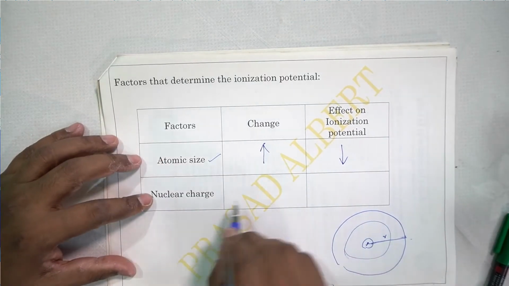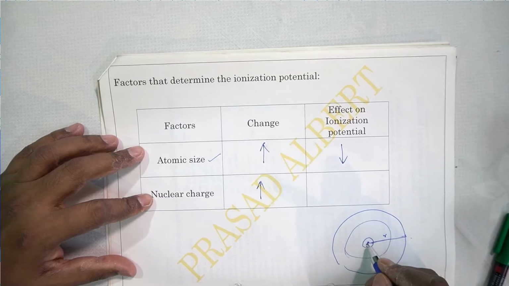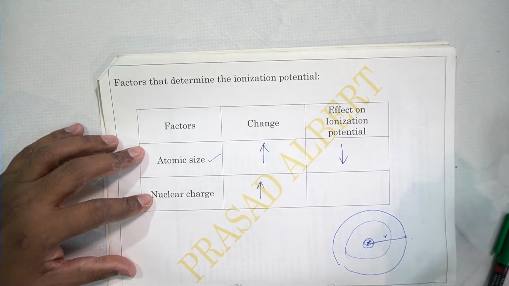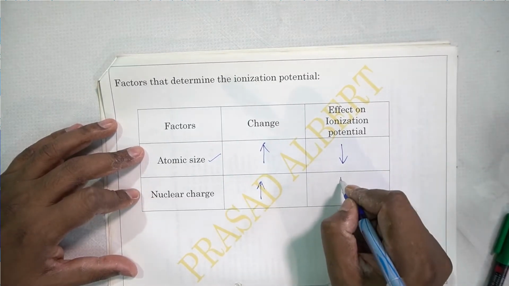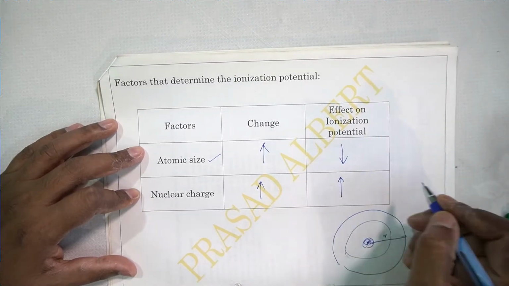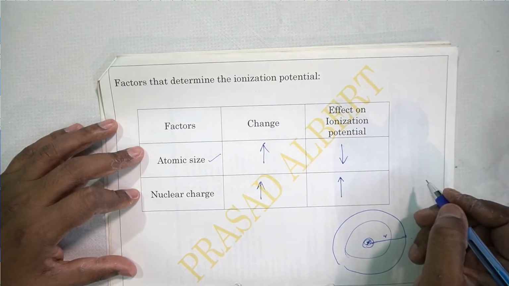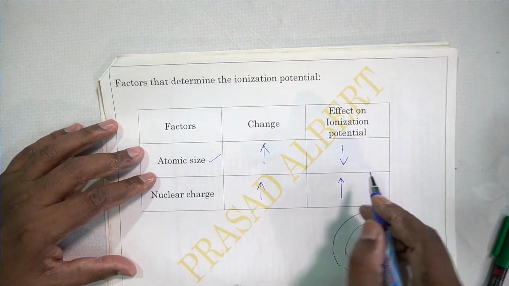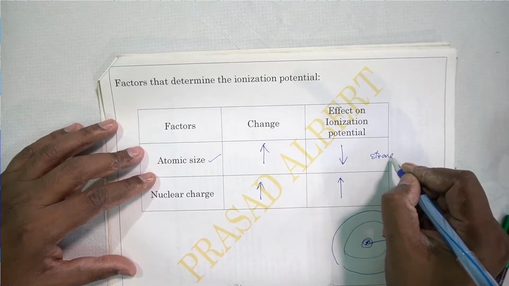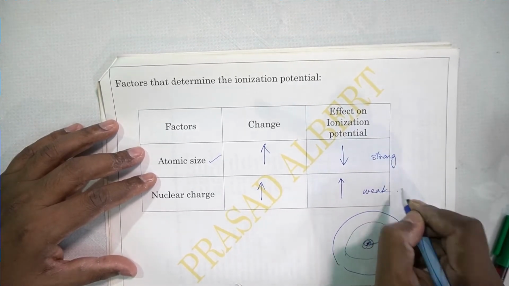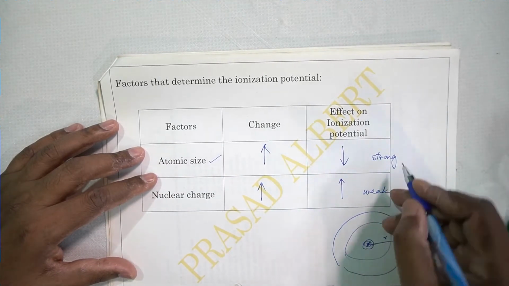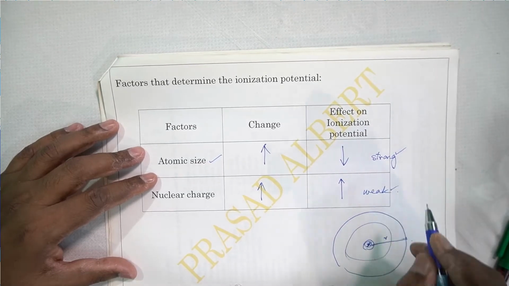The second factor is the nuclear charge. If the nuclear charge increases, there are more protons, so the attraction will be stronger. In that case we need more energy to remove the electron. So when the nuclear charge increases, the ionization potential also increases. Understand? Here we also need to understand that the effect of atomic size is a strong factor, because it makes the distance more or shorter, and the effect of nuclear charge is a weak factor.